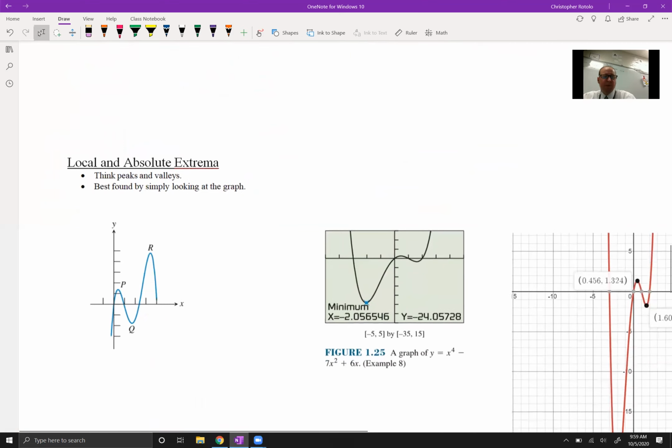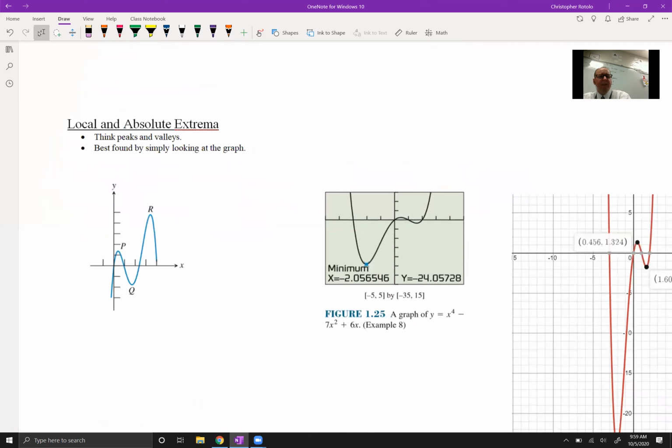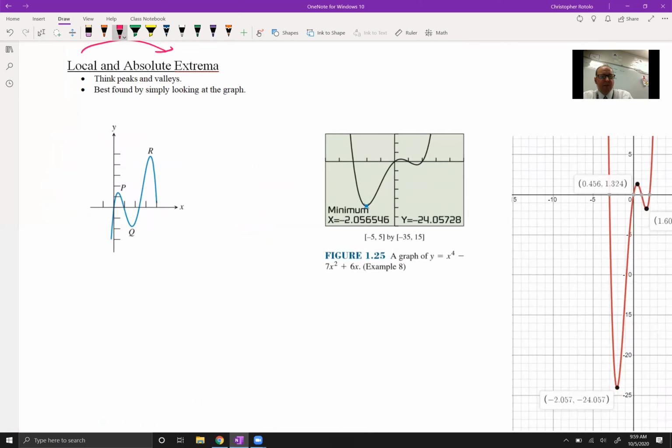All right, so some things we might find in here. If we want to find some local extremes, right? These are your local maxes and mins. We just want to take a look at each of these values. So P and R, they're at the top of those things. Okay, so those are going to be the local max. P and R. And Q is going to be a local min.